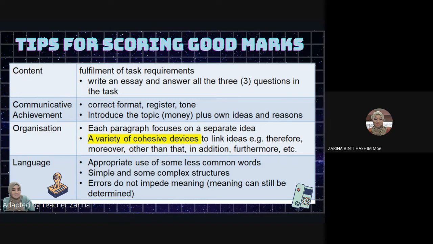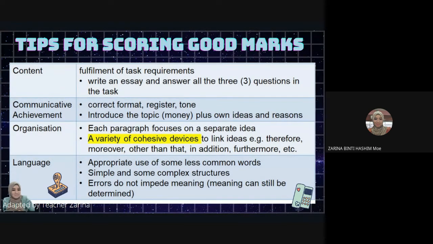So try to use some good words or bombastic words here. Like just now when you see indulge. Then instead of saying beautiful, you can say stunning, or gorgeous or magnificent. So try to vary the use of the words. That shows that you have many words that you can use to describe something.